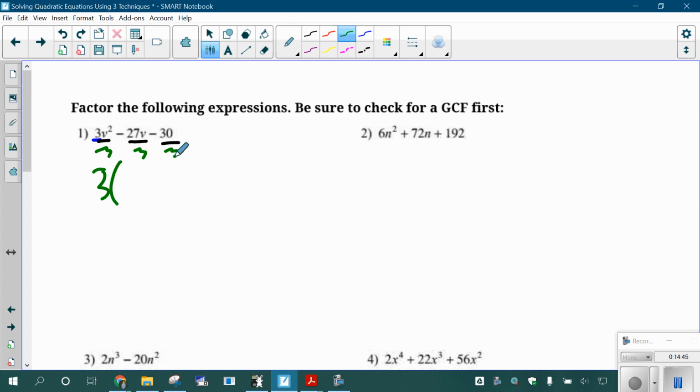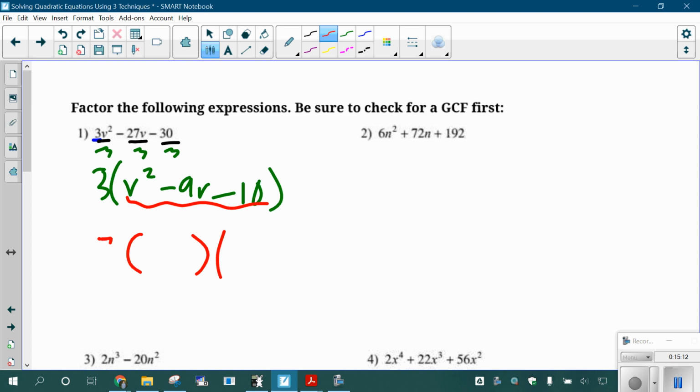When you divide 3v squared by 3, you get v squared. When you divide negative 27 by 3, you get negative 9v. When you divide negative 30 by 3, you get negative 10. After you take out the GCF, you still finish factoring. Okay, so the thing you're left with on the inside, you still need to factor. So this thing here, we're going to factor. And we're going to leave that 3 out there and not worry about it.